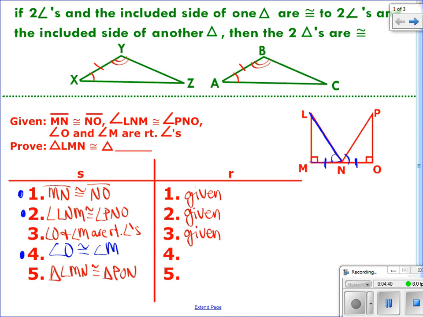If you have right angles and you want to use them as congruent angles, the reason is all right angles are congruent to each other, which is true. This right angle is always congruent to another right angle. They're always 90 degrees. Okay, so now we have a side here. We have 2 angles, and the side is right in between the 2 angles. So this is an ASA proof. Any questions on that one?